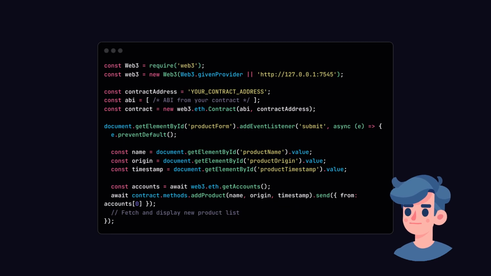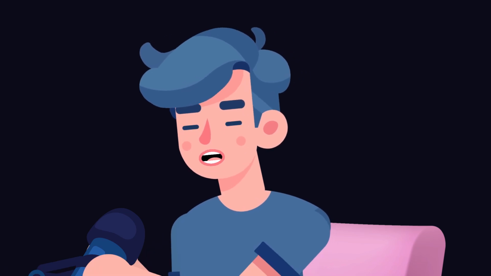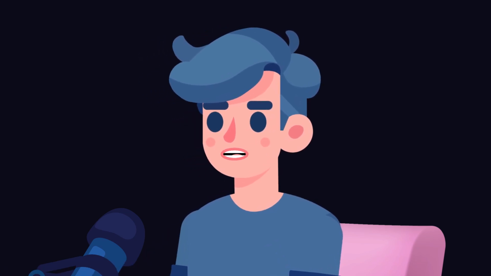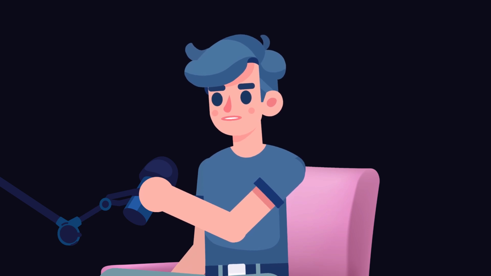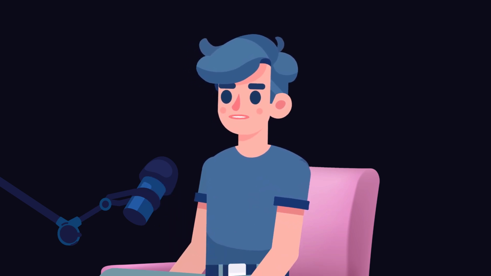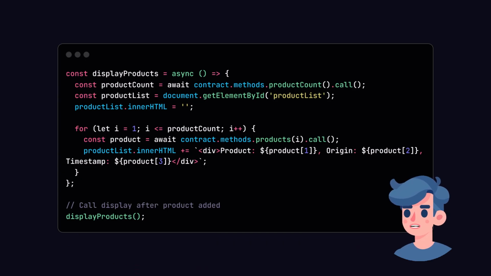Now create a new file named app.js. In this file, we'll write the logic to connect to our Ethereum smart contract using web3.js and allow users to add new products from the front end. In this code, we set up the Web3 connection and create an instance of our smart contract. We then add an event listener that triggers when the user submits the product form, calling the addProduct function on the contract. Now let's fetch and display the list of products. After a product is added, we will refresh the product display.